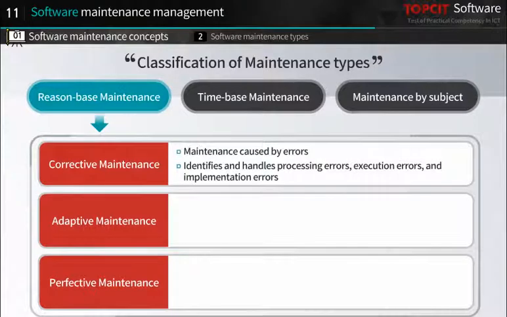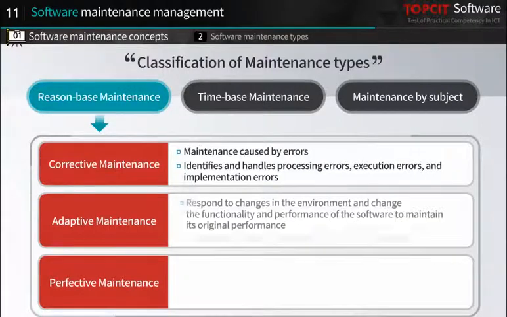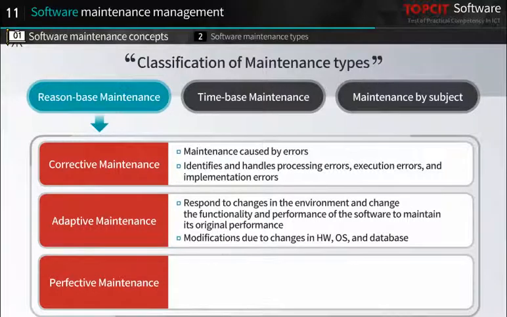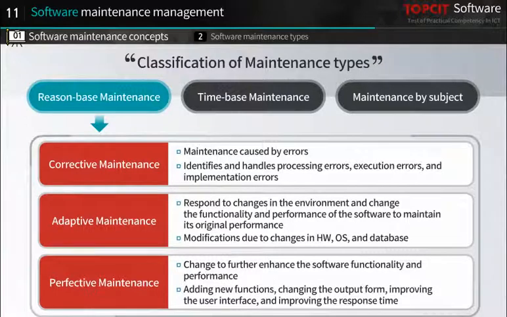As corrective maintenance is maintenance caused by errors, it identifies and handles processing errors, execution errors, and implementation errors. Adaptive maintenance is to respond to changes in the environment and change the functionality and performance of the software to maintain its original performance. This includes modifications due to changes in hardware, operating system, and database. Perfective maintenance is a change to further enhance the software functionality and performance, thus adding new functions, changing the output form, improving the user interface, and improving the response time are all perfective maintenance tasks.